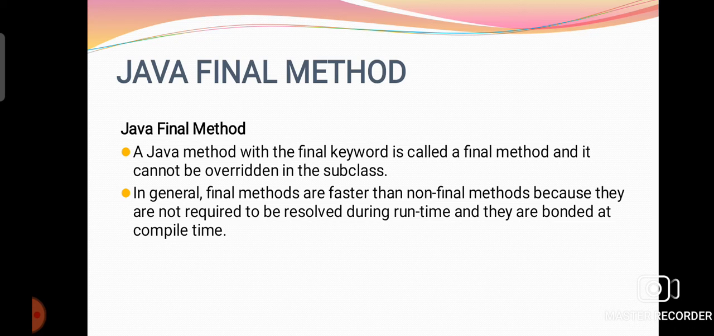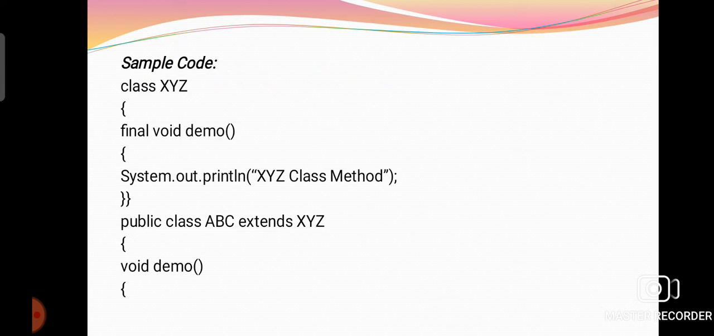Next is the Java final method. The concept behind the final method is, once we declare a method as final, it cannot be overridden in the subclass. This is the code example. We have two classes. The first, the superclass XYZ, has one method demo, and we declare this method as final, like final void demo. Inside demo we print a statement like XYZ class method.